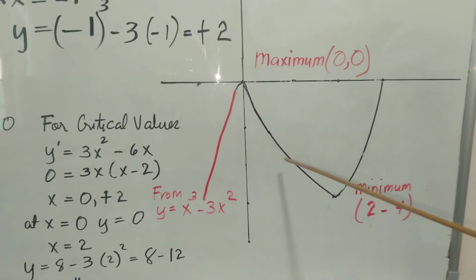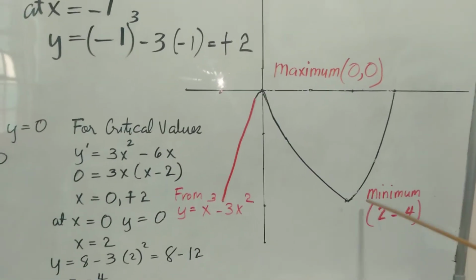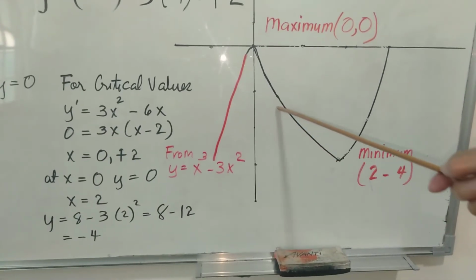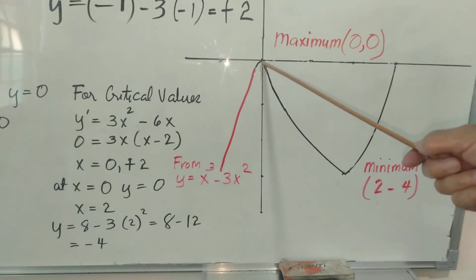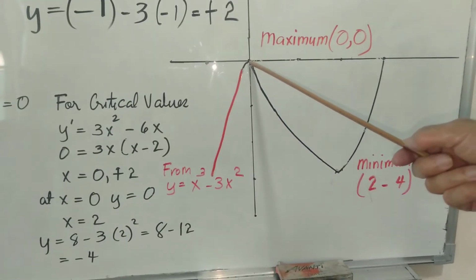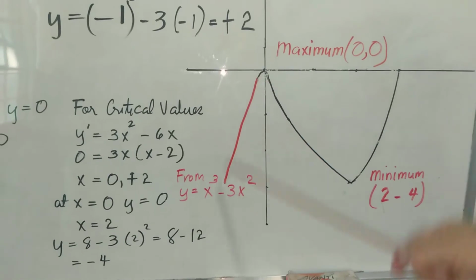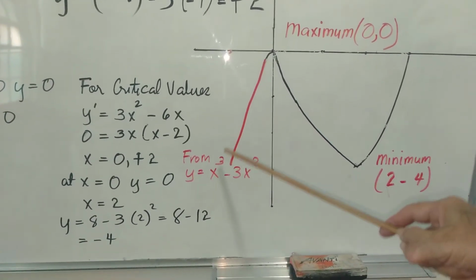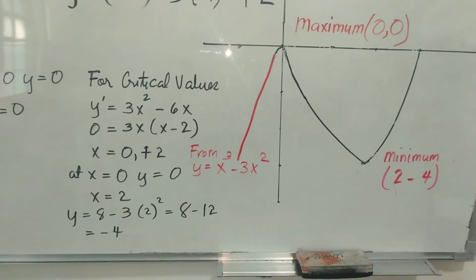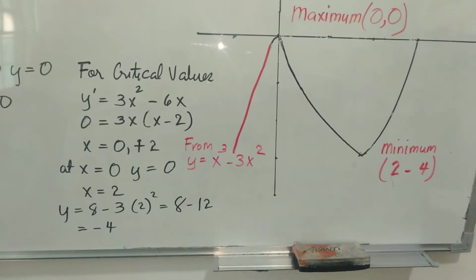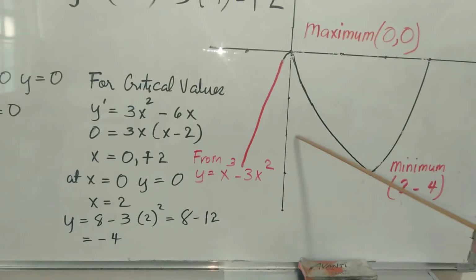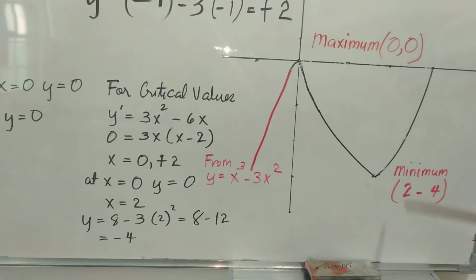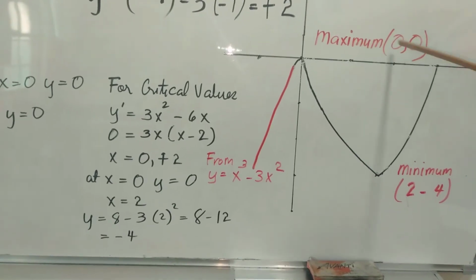As you can see in the graph, from this point here, upon reaching the minimum value, it goes up and reaches x equal to 0, and then goes down again to a very deep value for y. So for this graph alone, the minimum is (2, -4) and the maximum is (0, 0).